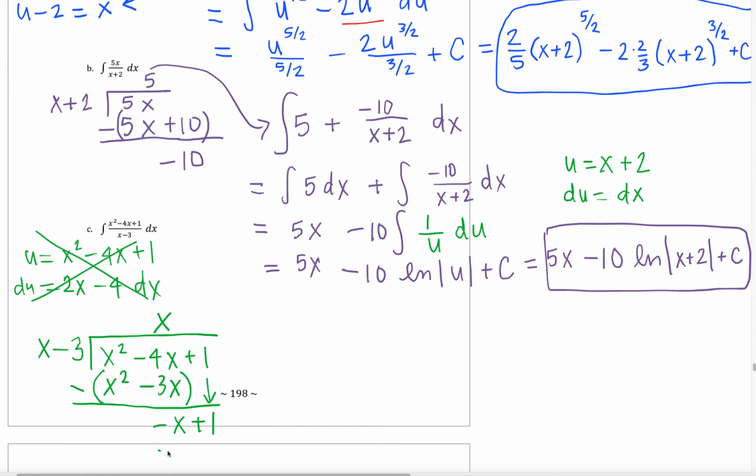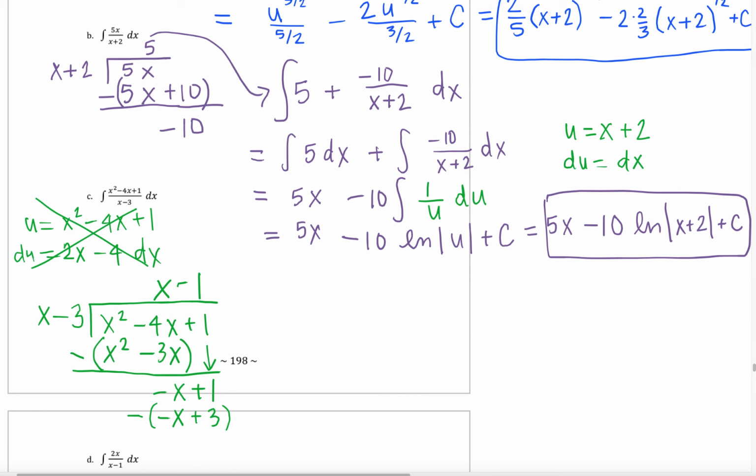Now from here, my goal is to get a negative x right here, so that when I subtract, they will cancel. Well, what can I multiply x minus 3 by that will give me a negative x in the first spot? I would want to multiply that by a negative 1, so that I get negative 1 times x to get negative x. Negative 1 times negative 3 will give me positive 3. From here, when I subtract down, the x's cancel, and I end up getting a negative 2 as my remainder.